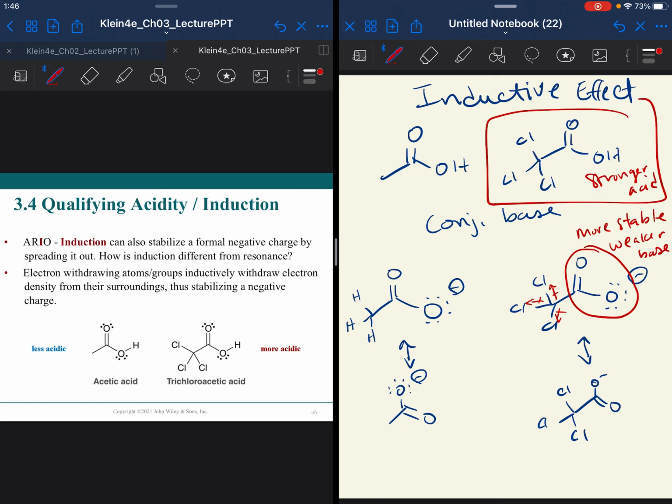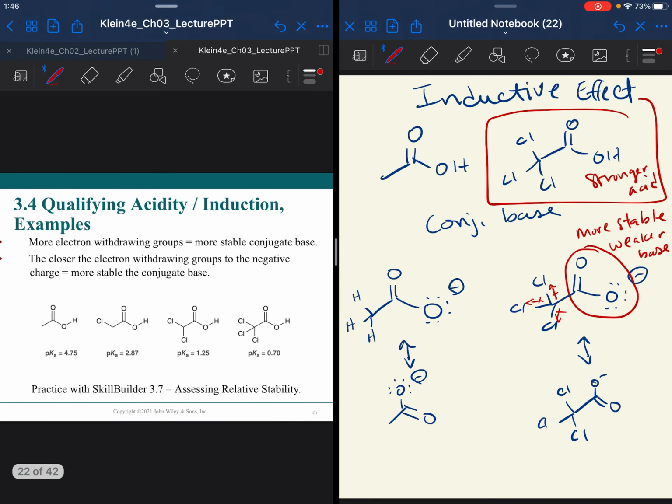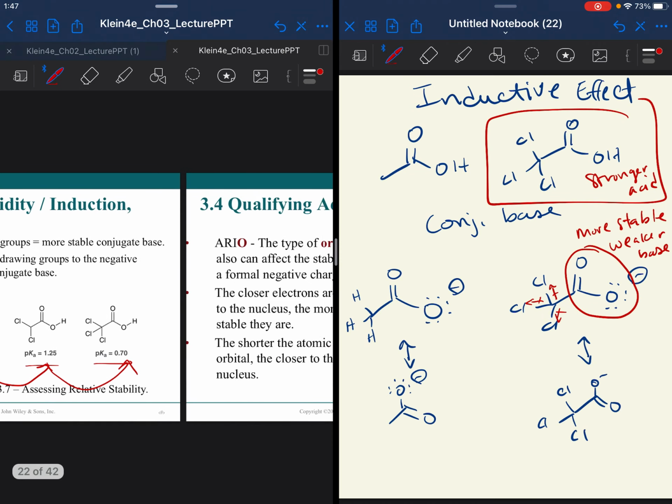And we can see that this is an effect that can build up. Look at the comparison of pKa from acetic acid to trichloroacetic acid, but increasing the number of chlorines. One chlorine drops the pKa from 4.75 to 2.8. Adding another chlorine drops it down further, and adding that third chlorine drops it down even further. All right, so the more electronegative elements that you add, the more stabilizing it can be.